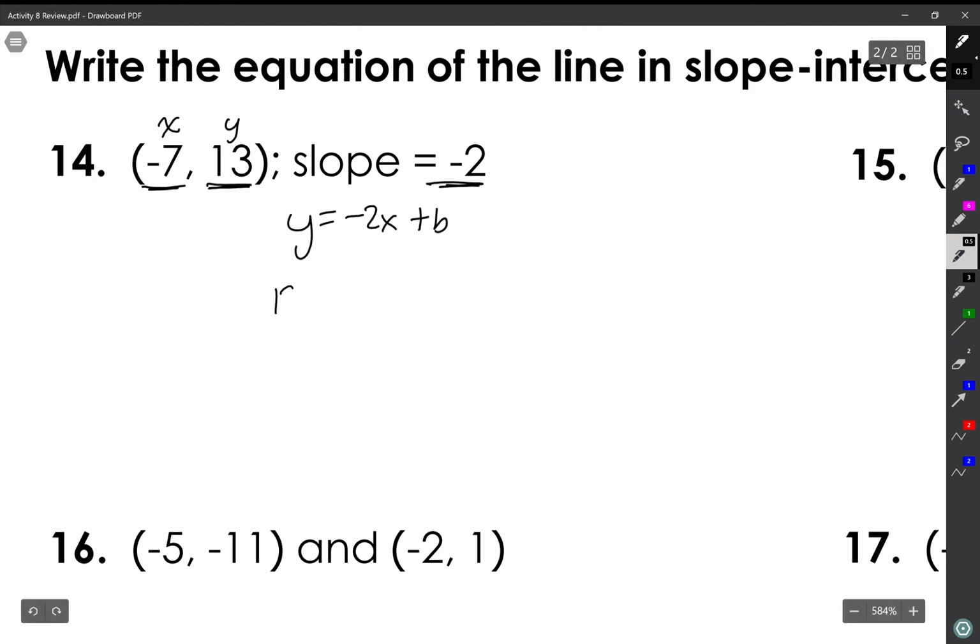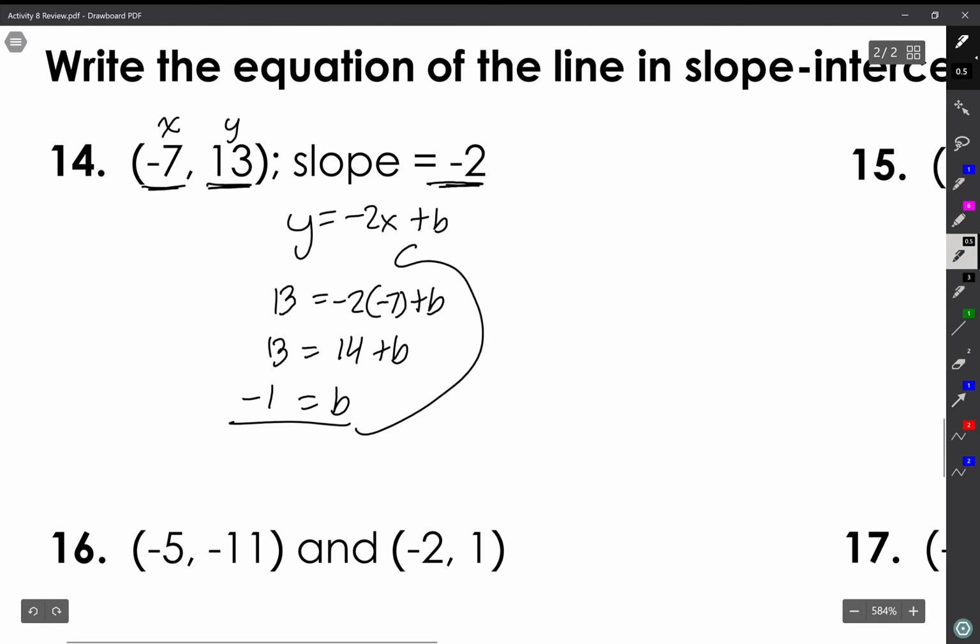13 is equal to y, so this is 13 equals -2 times -7 plus b. So 13 is equal to positive 14 plus b, so b is going to be -1. Okay, so now that I've found that, I can plug back into the equation, and I get my equation to be y is equal to -2x minus 1. Awesome.